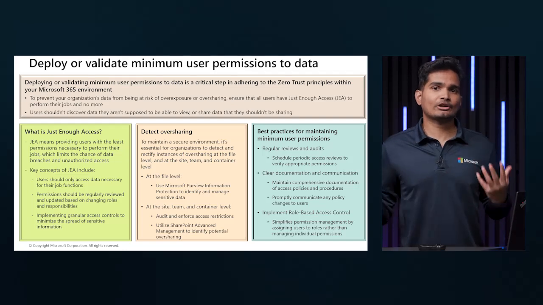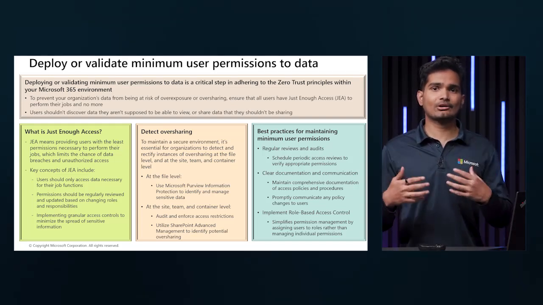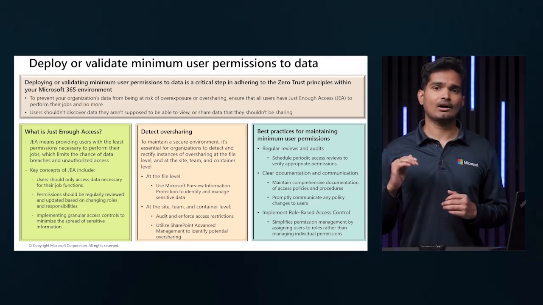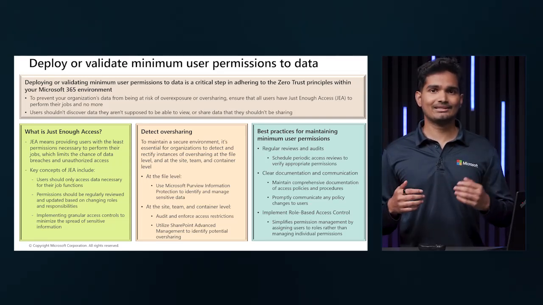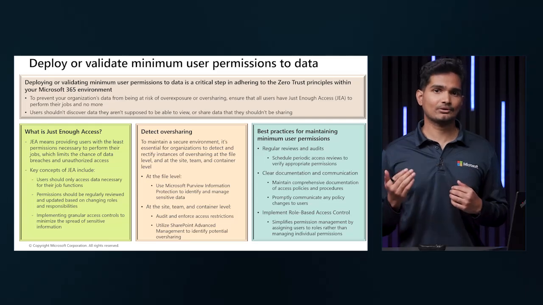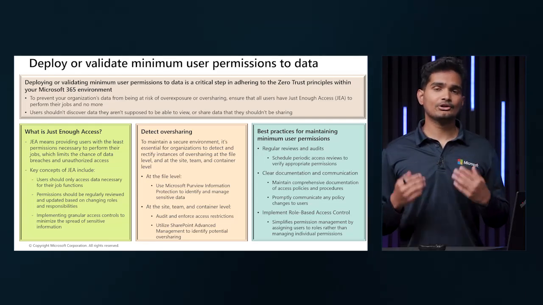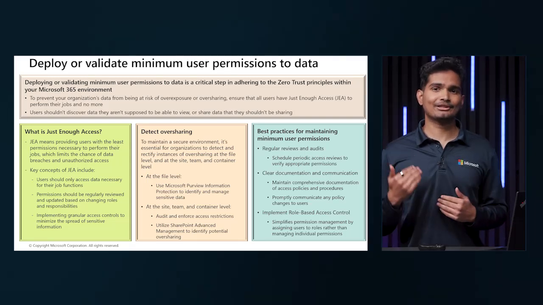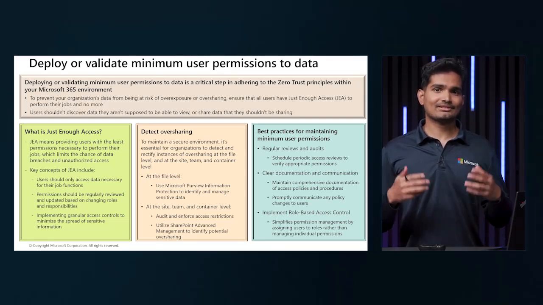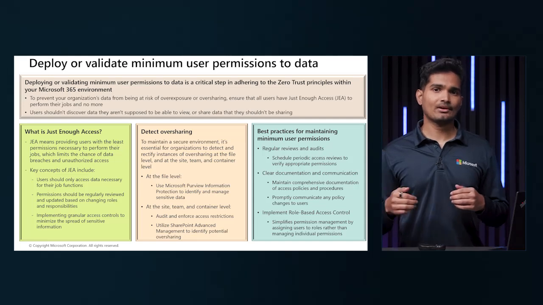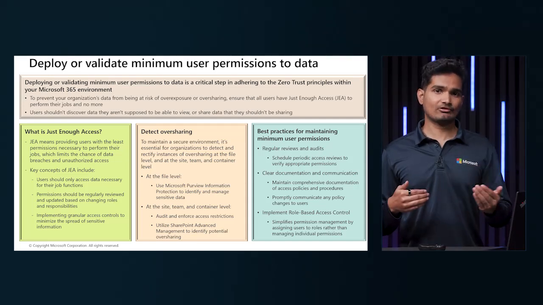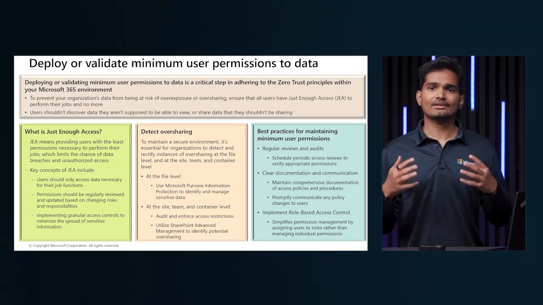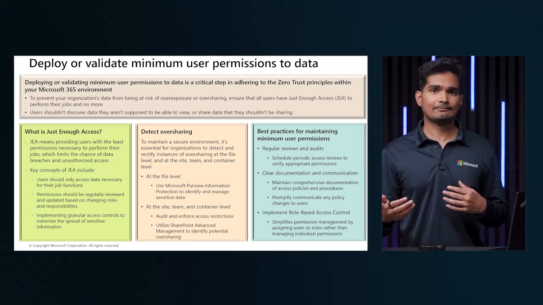How do we detect oversharing? To maintain a secure environment, it's essential to detect and rectify instances of oversharing at the file, site, team, and container levels. At the file level, use Microsoft Purview information protection to identify and manage sensitive data. At the site, team, and container level, audit and enforce access restrictions. Utilize SharePoint Advanced Management to identify potential oversharing.